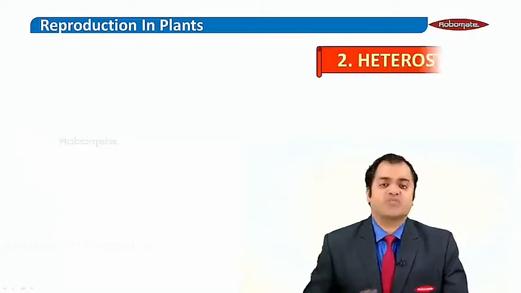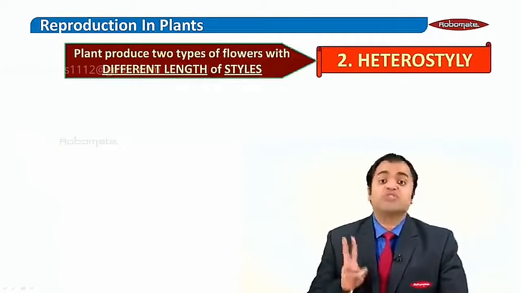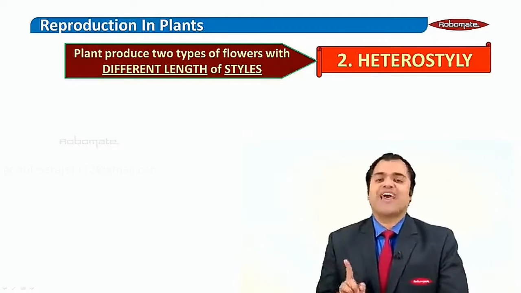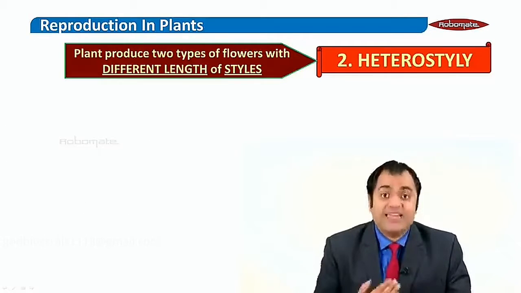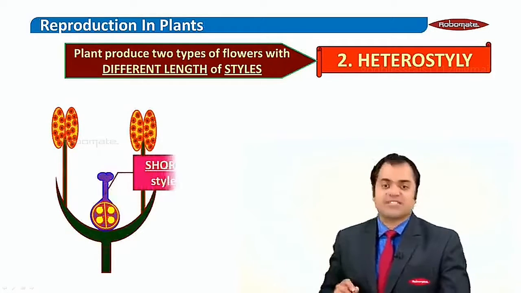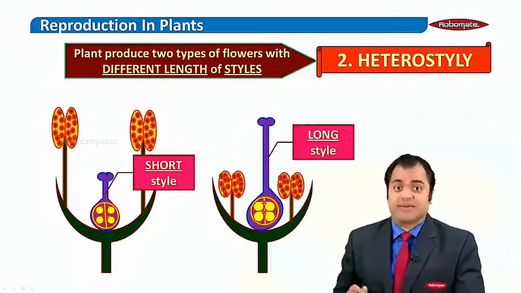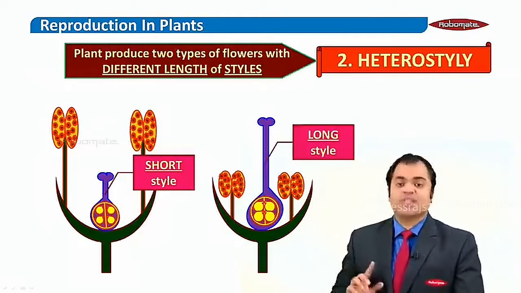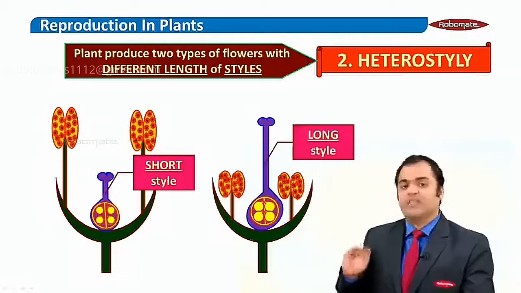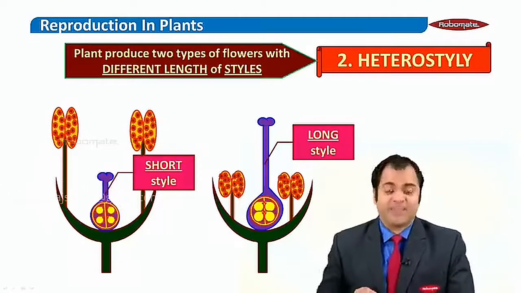The next situation is called heterostyly. The name says it. When plants produce two types of flowers with different lengths of styles, the phenomenon is called heterostyly. Let us look at the picture here. In this first plant, what you see is a short style. In the second flower, what you see is a long style. In both cases, there is a barrier between the androecium and the gynoecium because of the different length of the style. And this situation is called heterostyly.